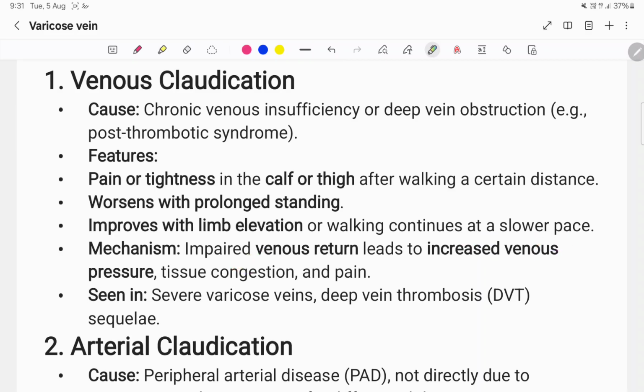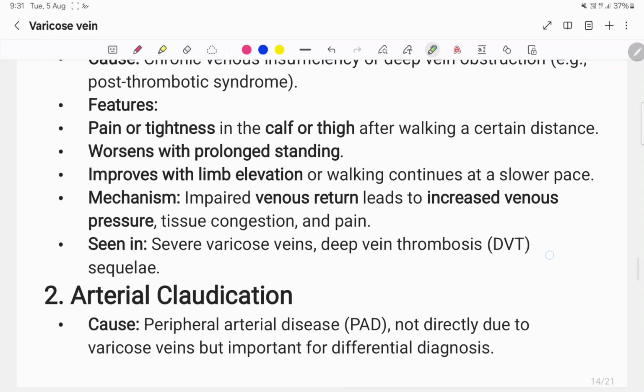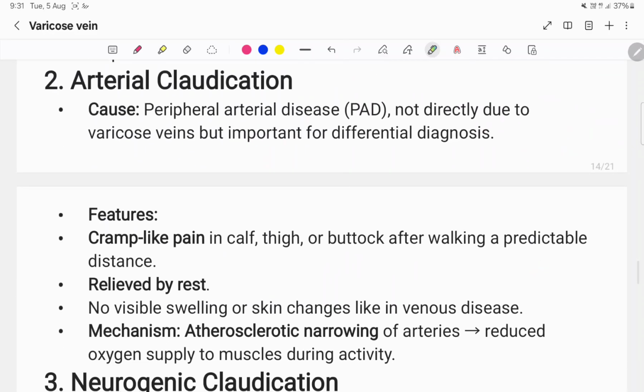What is the mechanism? Impaired venous return leads to increased venous pressure, tissue congestion and pain. It is seen in case of varicose veins and deep vein thrombosis. So the main concern for us is venous claudication. Now let us also discuss what is arterial claudication.